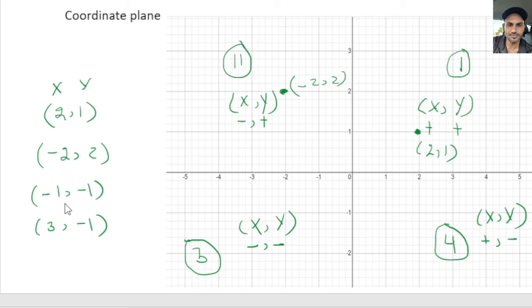The third one is (-1, -1). So we start from the origin. We go negative 1 in the x direction and negative 1 in the y direction. So we are looking at this point right here. This is (-1, -1). The last point is (3, -1). So we go 3 in the x direction and negative 1 in the y direction. So this is the point right here, (3, -1). All right, let's do a few more examples.